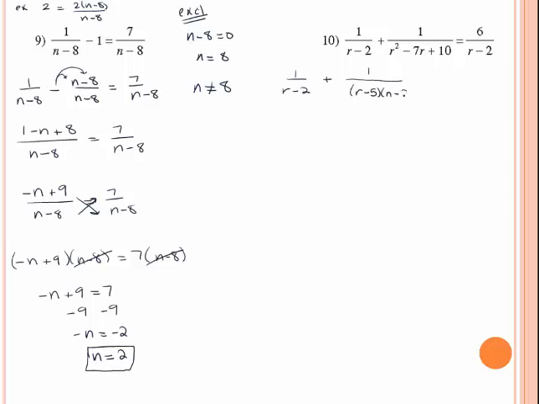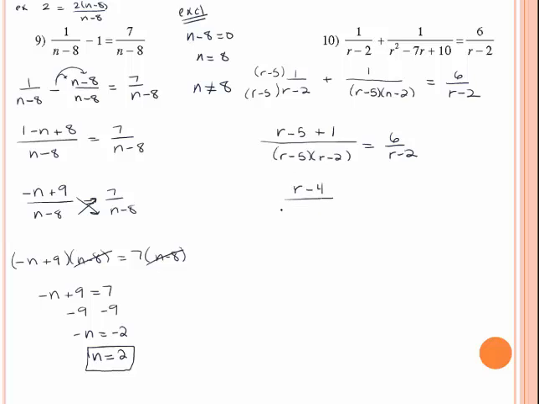So in order to make this denominator match, I'm going to need to multiply the numerator and the denominator by r minus 5. So I'll get r minus 5 plus 1 over r minus 5 times r minus 2 is equal to 6 over r minus 2. Collecting my like terms, I'll get r minus 4 over r minus 5 times r minus 2 is equal to 6 over r minus 2.